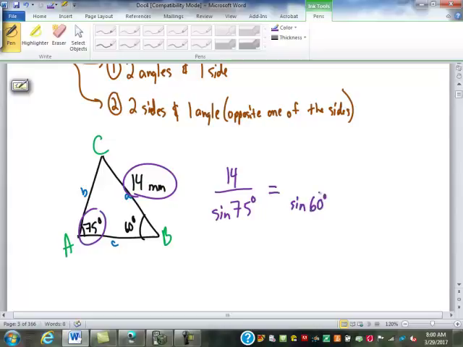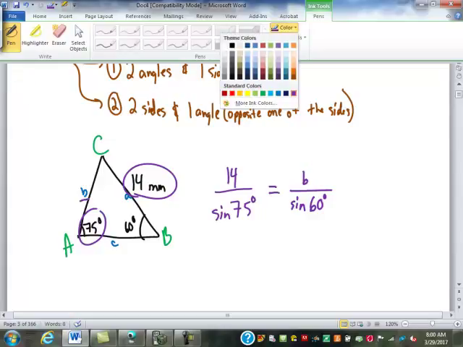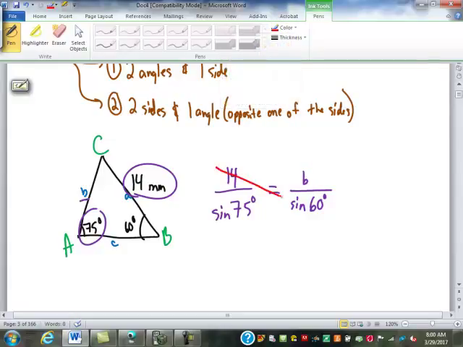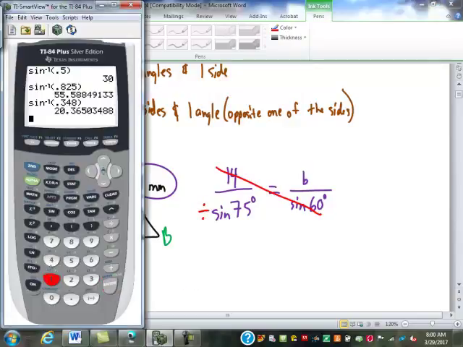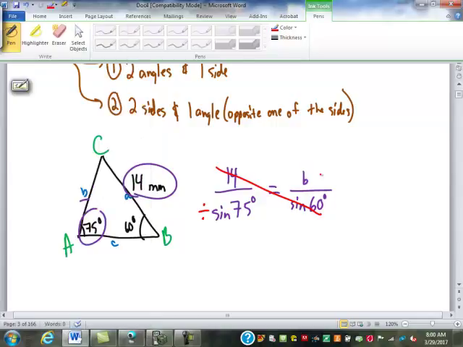So the sine of B, the sine of 60 degrees, is going to go on bottom. And which side is opposite it? Side little b. So that's what's going to go above it. So now we find little b by cross multiplying and dividing. So this is 14 times sine of 60 divided by sine of 75. That's 12.55, so b over here is 12.55 millimeters.